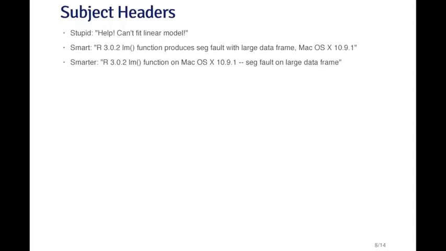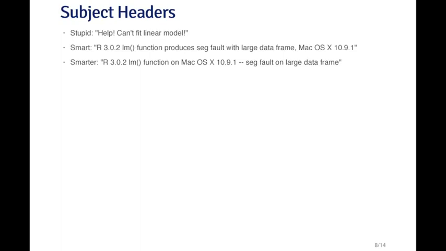So when you send an email to a forum or to a discussion board, it's important to get as much useful information in there as possible. And this includes the subject line for the email. There are a couple of examples of subject lines that range in usefulness. The first one is probably the least useful, and it just says, "Help! Can't fit linear models." There's very little information here. All I know is that there's some problem with linear models. I don't know anything else about what the user's problem is.